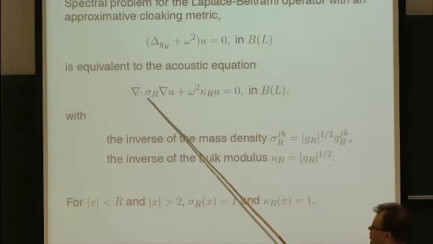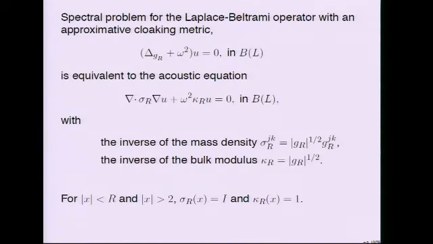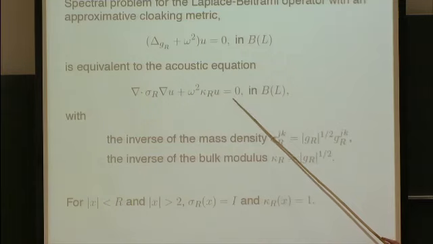This I still denote by conductivity matrix sigma, but you can think that it is the inverse of mass density. And here we have the determinant of the metric to the power 1/2, and that is the inverse of the bulk modulus. And this kind of equations are the basis of the acoustic cloaks that have been constructed. That is a very active area of study, how to construct these kinds of things.